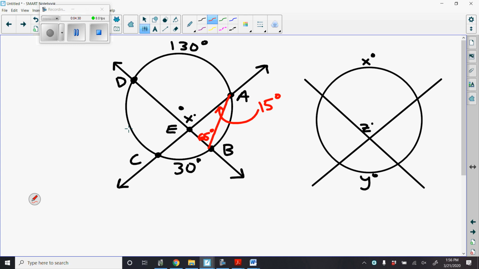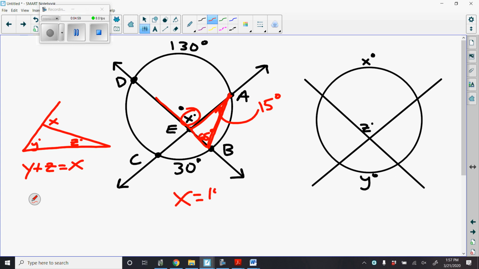Think back to when we did triangles way at the beginning of the year. Remember when we said exterior angle equals non-adjacent plus non-adjacent? We'd say y plus z has to equal x. Well, that's what we have right here in this triangle with an exterior angle. So this x right here has to equal 15 plus 65, which equals 80. So we get this angle here to be 80 degrees.